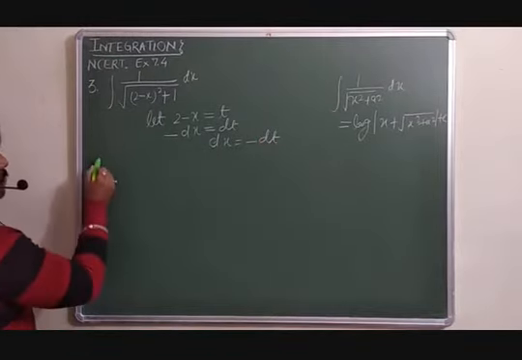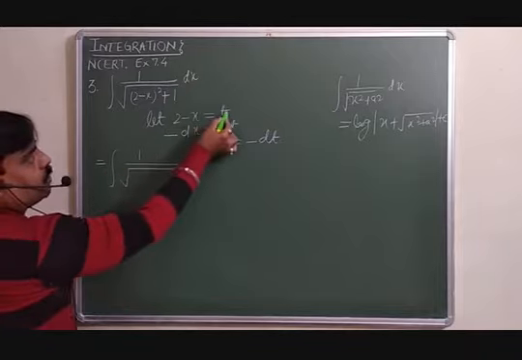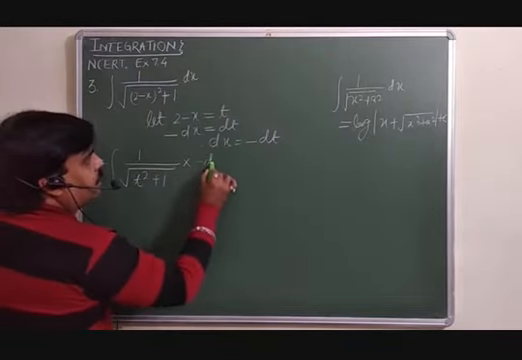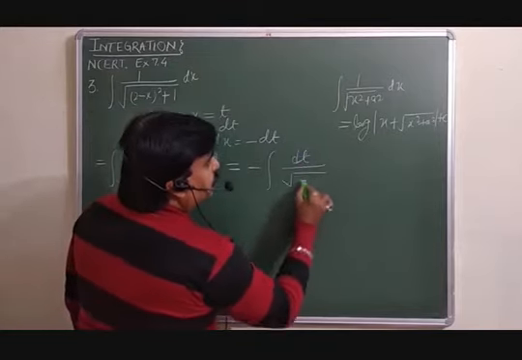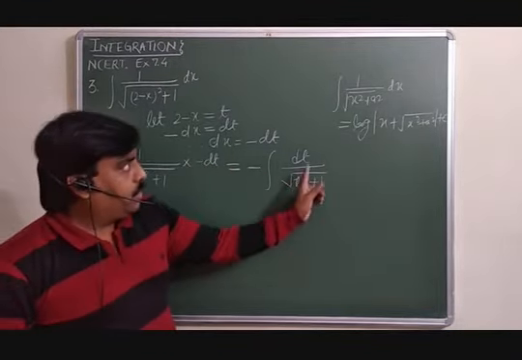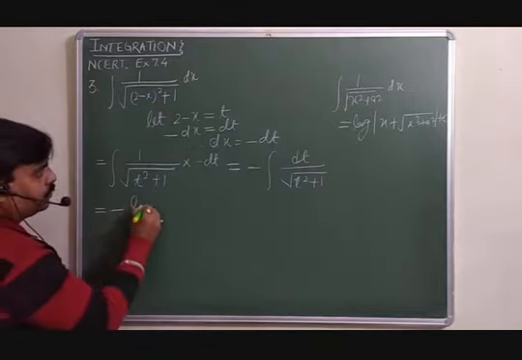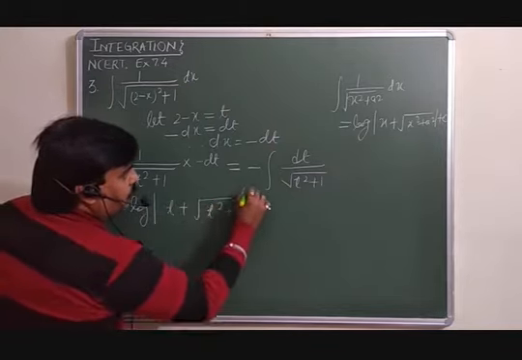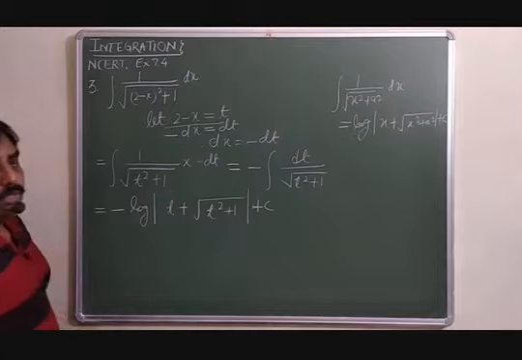So this can be written as 1 over under root, 2 minus x is already we assume t, so this is t square plus 1 into dx, it is minus dt. So this is equal to minus dt over under root t square plus 1. This minus we are supposed to take out, and dt over this one is like under root x square plus a square. So that you can write down minus log of t plus under root t square plus 1 plus c.